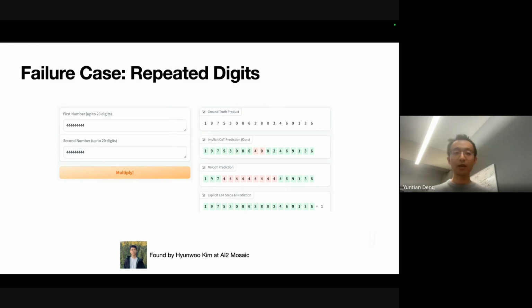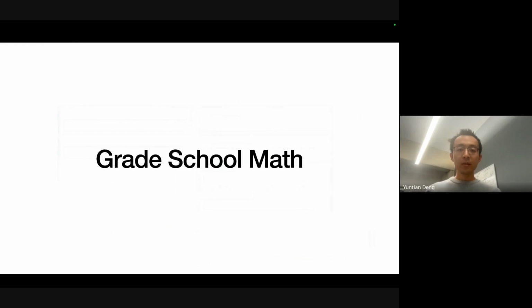You can try out our demo and try such examples yourself. If you type a lot of repeated digits, then the result tends to be wrong. And to be honest, I don't know why. I think this is an interesting question to answer going forward once we have a better understanding of the inner workings of these models.